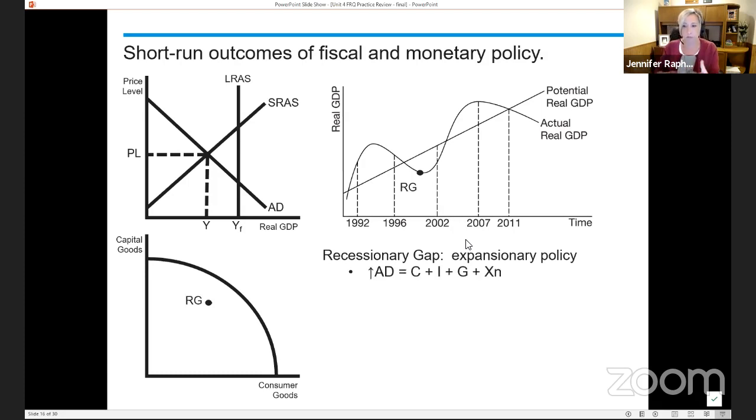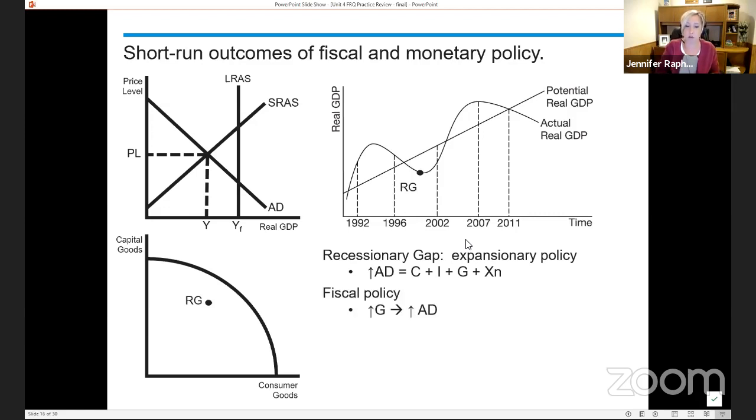So remember, we've talked about these as demand side policies. The fiscal and monetary policy that are featured in units 3 and 4 are demand side policies that are designed to influence aggregate demand. So you want to make sure you can explain how fiscal policy affects aggregate demand and how monetary policy affects aggregate demand. And then once you know what happens to aggregate demand, you can use your ADAS model to predict the effect of those policies on national income, on output, on the unemployment rate, and on the inflation rate.